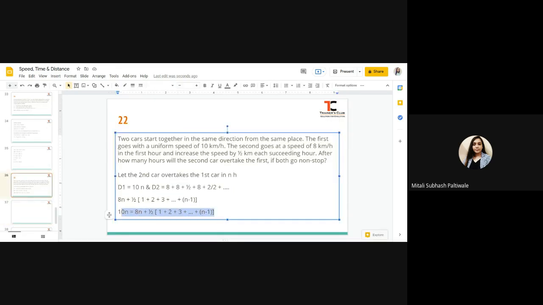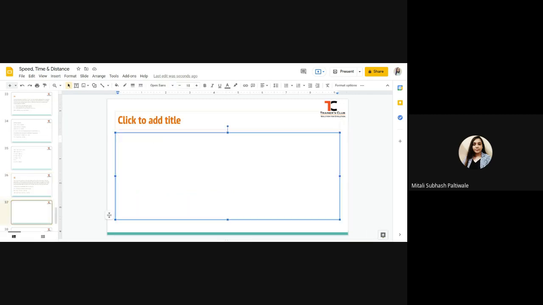Now this was the thing. Let me just carry it forward. Look at this. If I put this down, this will become 10n is equal to 8n plus 1 by 2 n into (n minus 1) by 2. Why (n minus 1) by 2? Because obviously this is the progression. It is progressing, so that n into (n minus 1) by 2.